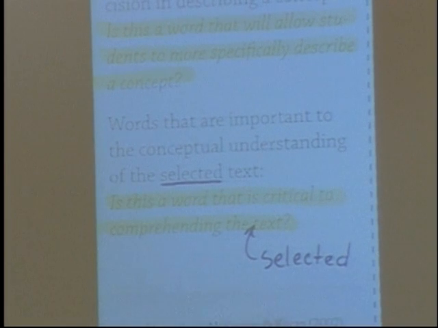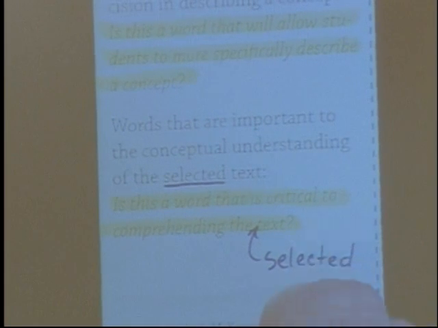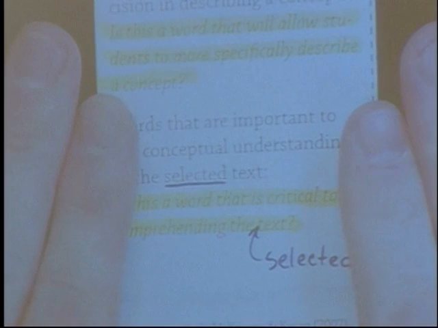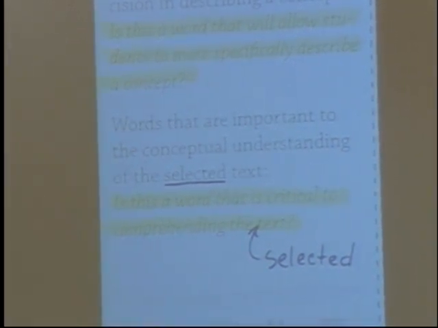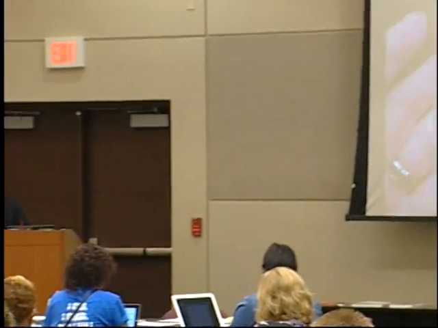So my test question here would be, is this a word that is critical to the comprehending of this selected text? Okay? So again, we will come back to the bookmark, especially all through session 1, and I will go through my rationale using the bookmark when we talk about selecting Tier 2 words. Okay? So with that, I'm going to move directly into the I do portion of this session.